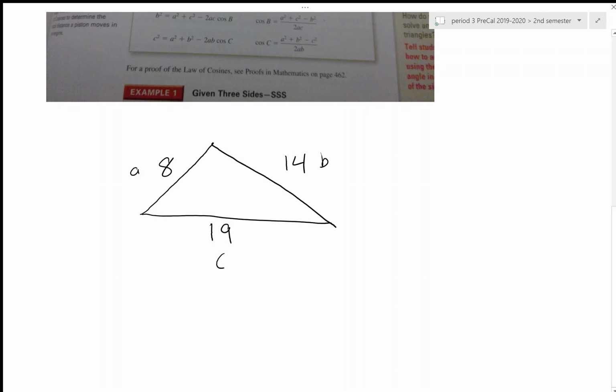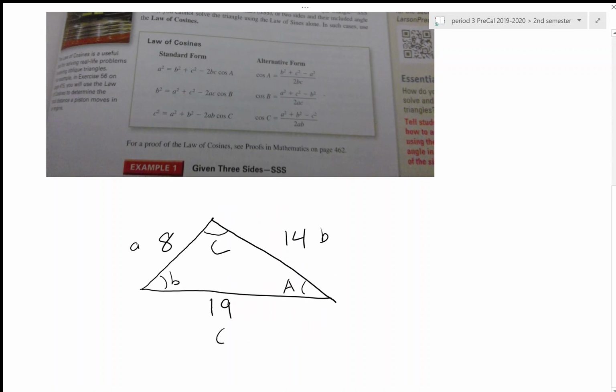Just remember that opposite of C is C, opposite of B is B, opposite of A is A. Now, we can use any one of these that we want, but it is recommended to look for the bigger angle first. You don't have to, it's just recommended. So the bigger angle in this case is C. How do we know it's C? Because the biggest length is always opposite the biggest angle.